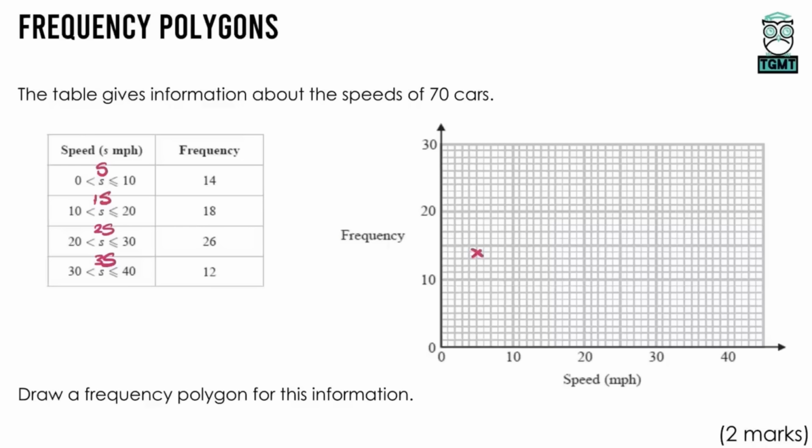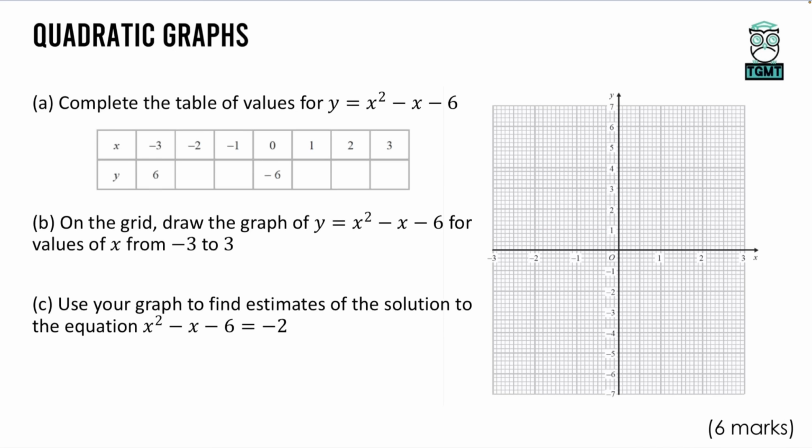From 15, we need to go up to 18. From 25, we need to go up to 26. And then from 35, we need to go up to 12. So up to 12, and there we go. Now a frequency polygon is just joined dot to dot with straight lines. So we're going to join each point. We would use a ruler for this, and just making nice straight lines between those 2 points. And there we go. That's your frequency polygon.